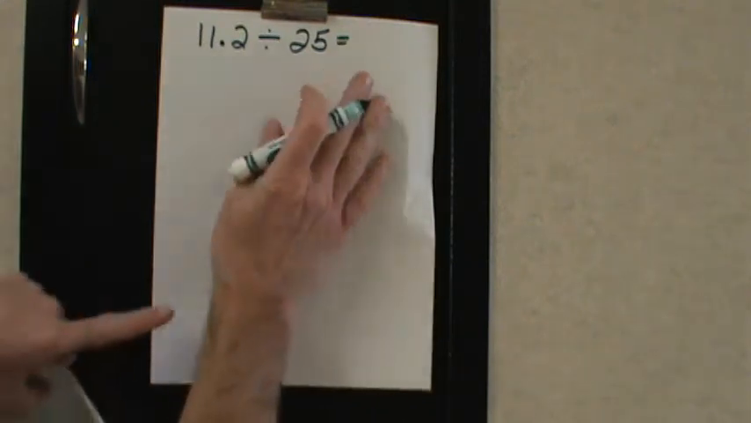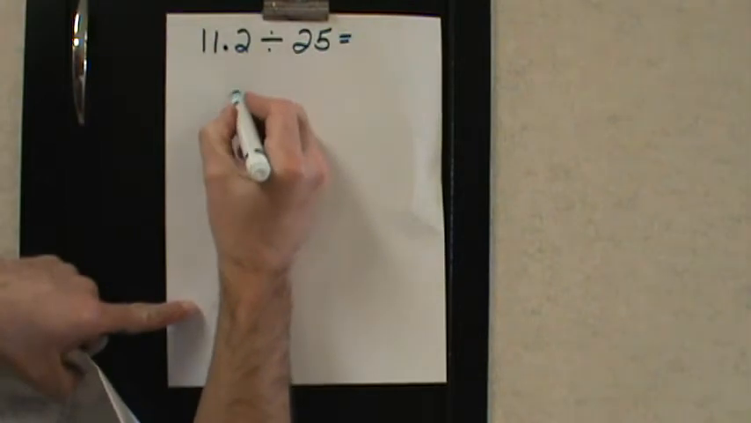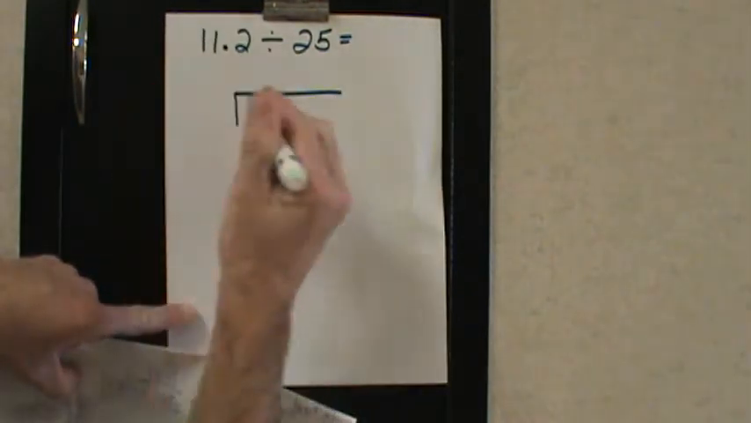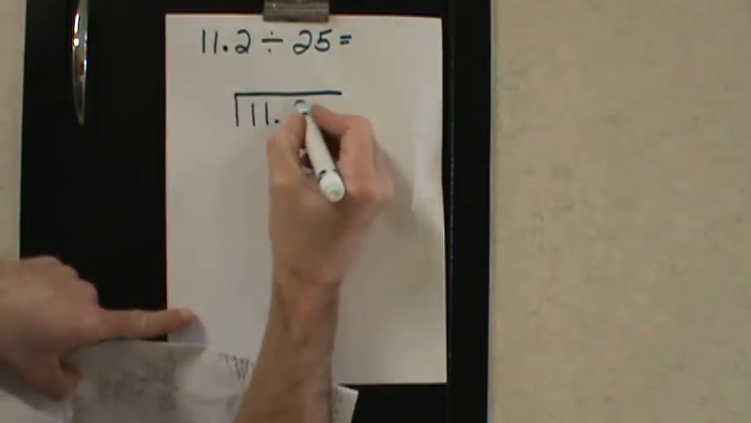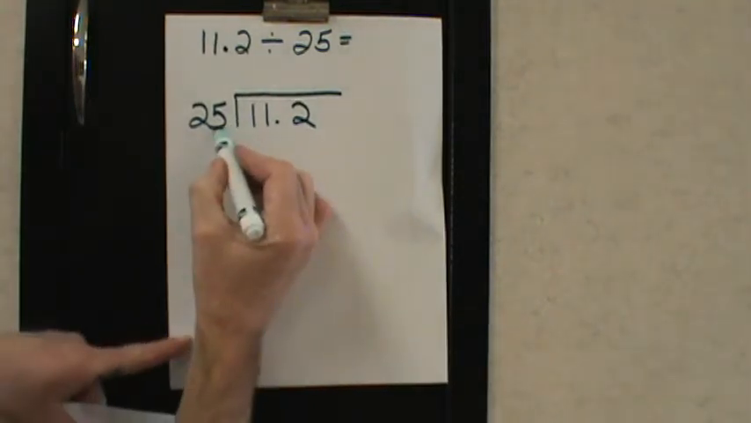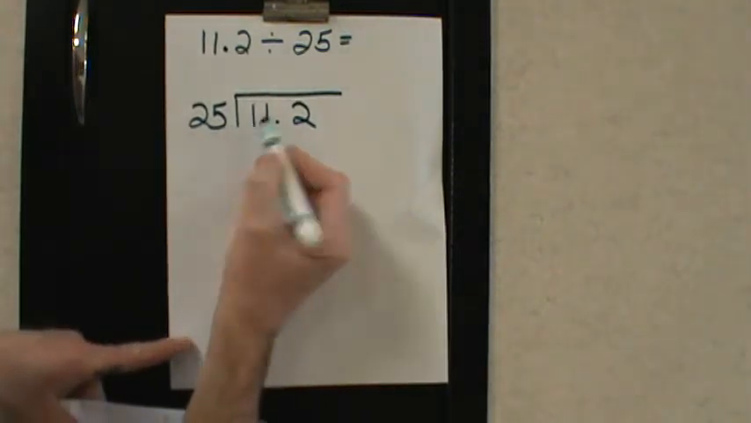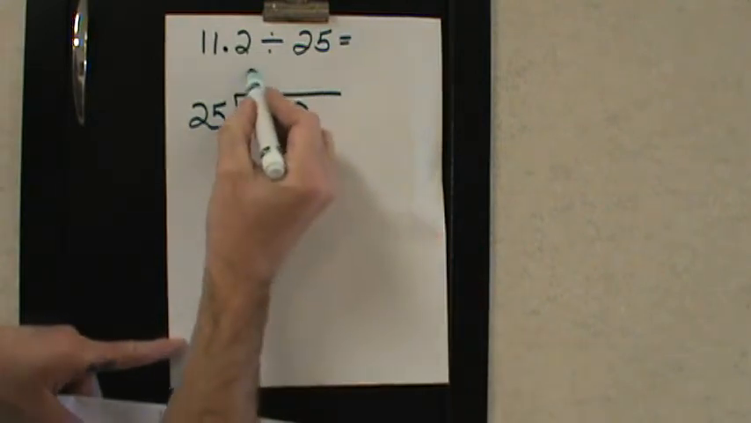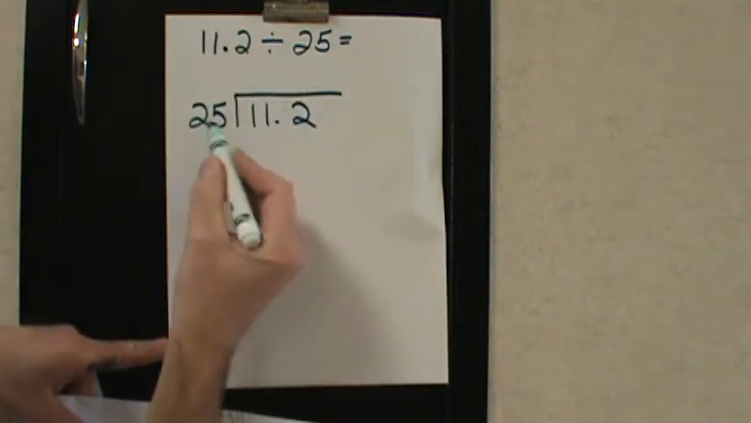Okay, here we go. Let's set the problem up. This problem is 11 and 2/10 divided by 25. Again, 25 can't go into 1, so that's fine. You don't have to put anything up there because that's the tens place.